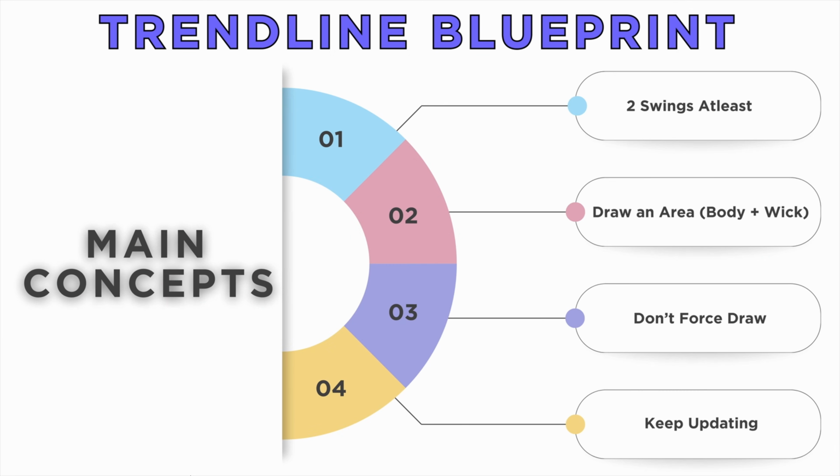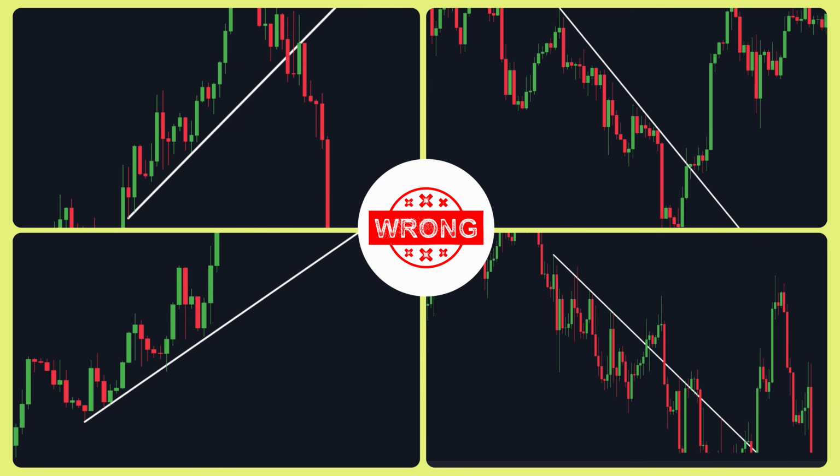The third thing is don't force draw a trend line. You can always draw a trend line in a chart, but the trend lines that are going to work are the obvious ones. You don't have to work really hard to find them. They are quite visible to the naked eye. So don't force draw. Don't try to act like an artist.